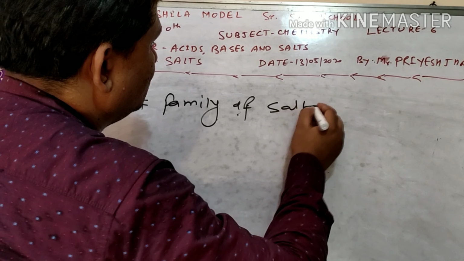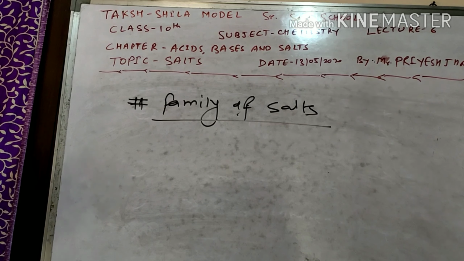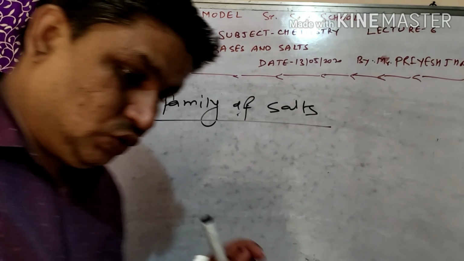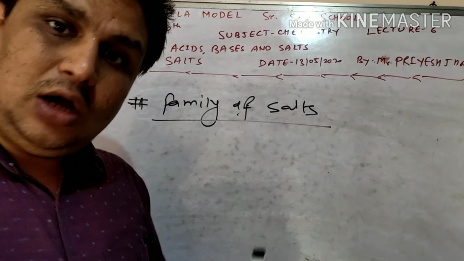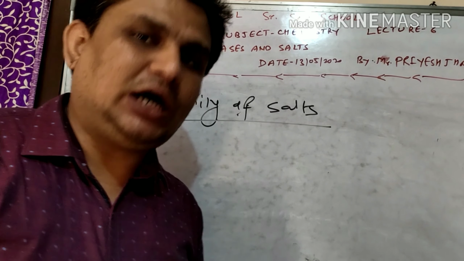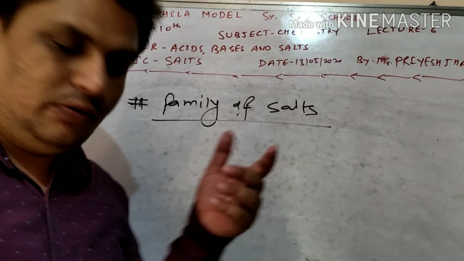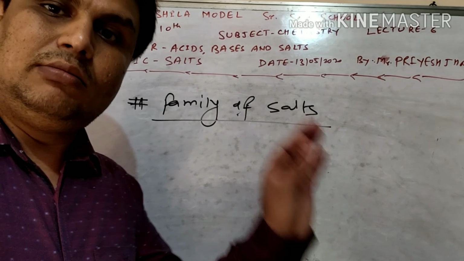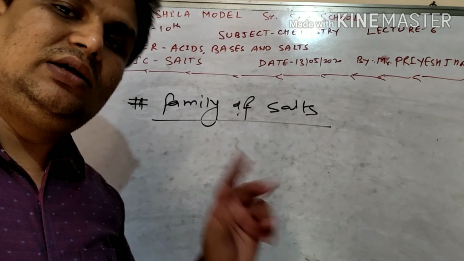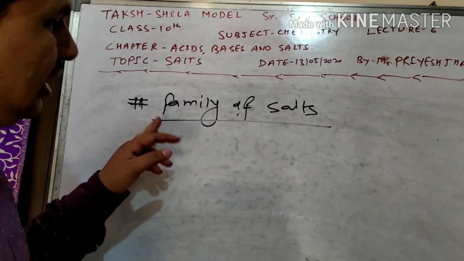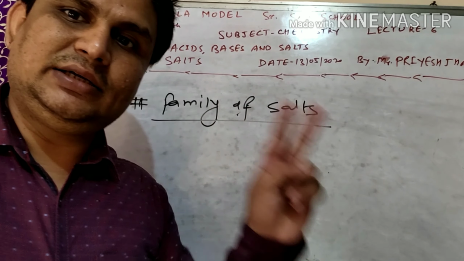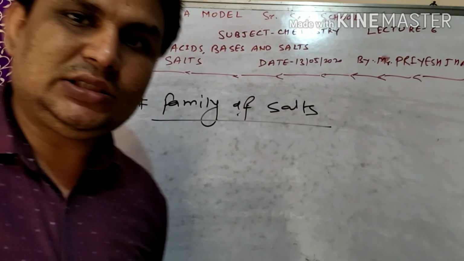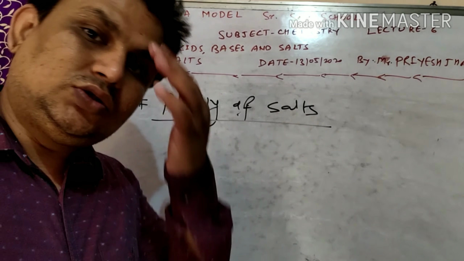Family of salts. So family of salts generally means two or more salts may be of the same family when they have a charge in common. For example, they must have the same positive charge or they must have the same negative charge, then they will belong to the same family. Any salt has two parts, anions and cations, positive charge and negative charge. If their positive charge or negative charge matches, then they will belong to the same family.